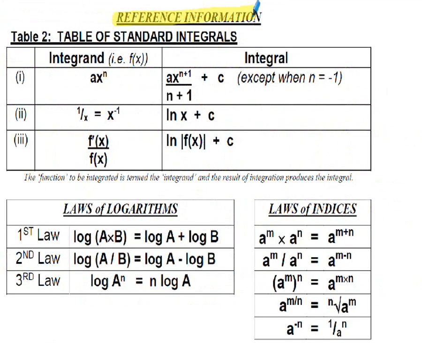Here's some reference information related to standard integral tables, the laws of logarithms and the laws and rules of indices. We'll be referring to these as we go through the process. Particularly note in the integral tables item 3, this one will be in very common usage in the following problems.